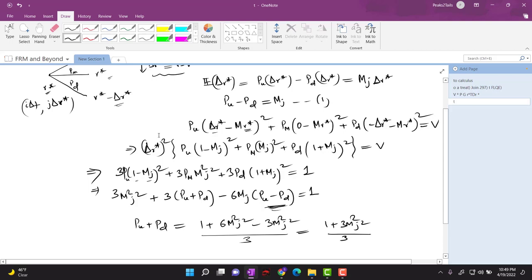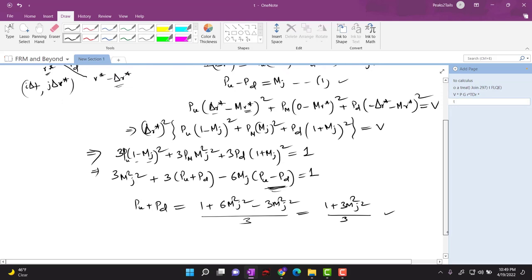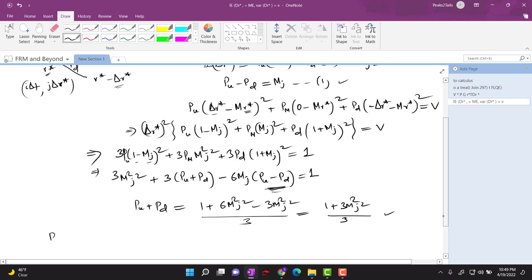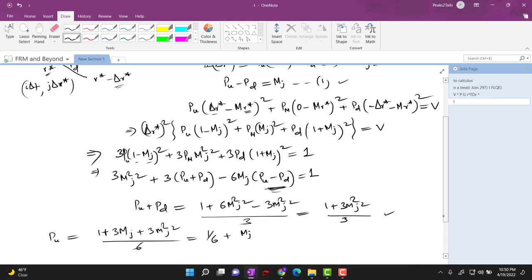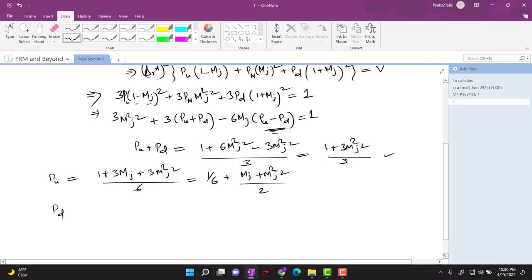Now all I need to do is use this equation and this equation to solve for PU and PD, okay? So I'll get PU if I just add these two up and divide it by 2. So I get PU equal to, if I add these two, I get 1 plus 3MJ and then 3 M square J square divided by 6, and I can write it like this, 1 by 6 plus MJ plus M square J square divided by 2. Similarly, I can get PD by subtracting equation 1 from this equation. And that is given as, you can verify this is very trivial.